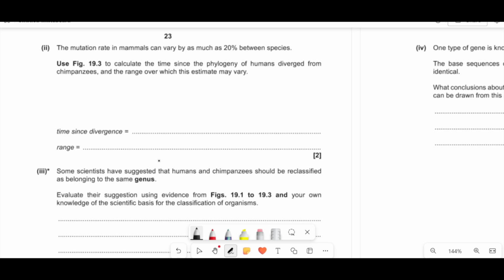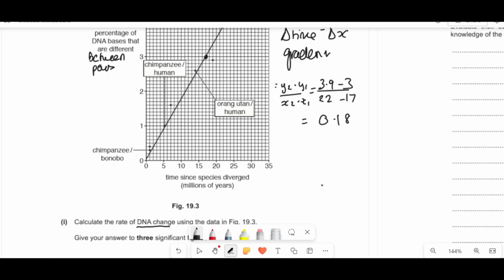There you go. The mutation rate in mammals can vary as much as 20% between species. Use figure 19.3 to calculate the time since the phylogeny of humans has diverged from the chimpanzees and the range over which this estimate may vary. So if we have a look here, we can see that chimpanzee, bonobo, chimpanzee, humans first dropped at around 5.05, 5.5? We'll just go 5. So they dropped at 5 million years, right?